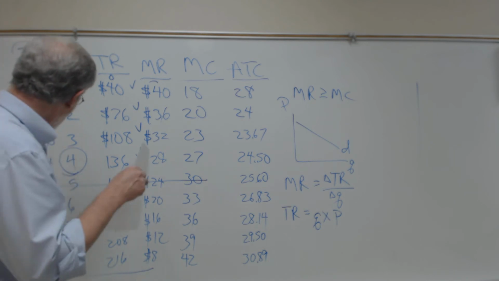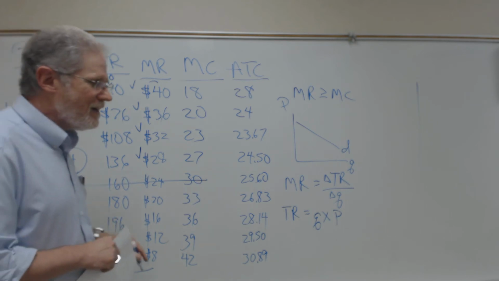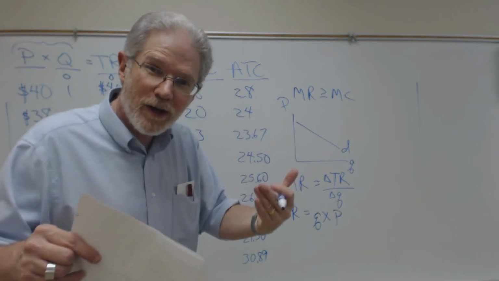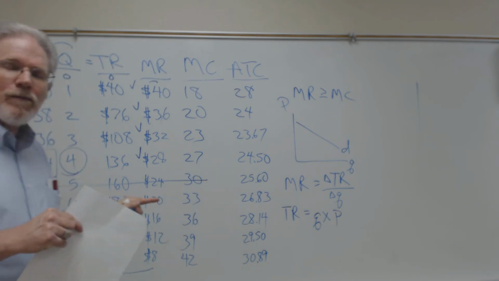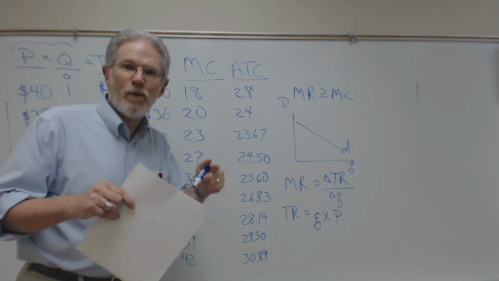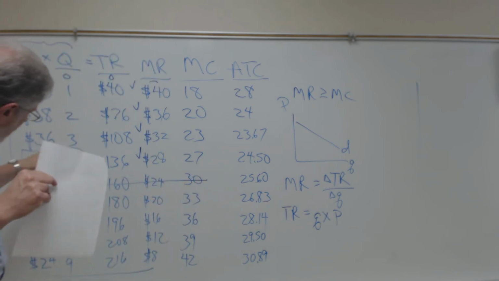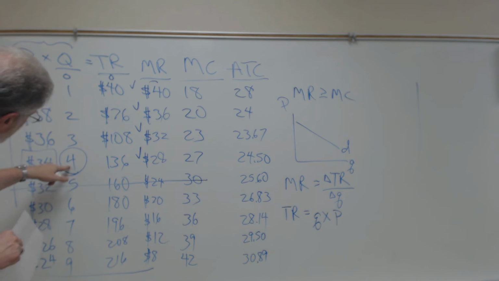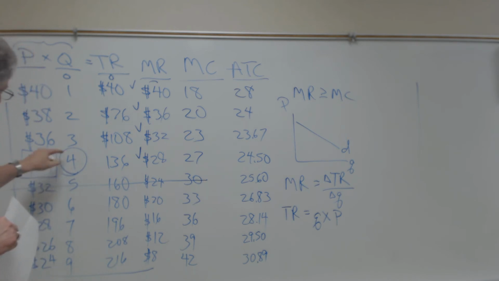Okay? Now, what price is he going to charge? Well, he's going to charge the price right next to 4. Okay? But thinking through it a little more carefully, he's going to charge the highest price that will allow him to sell 4 units, and the highest price he can charge and sell 4 units is 34. So he's going to choose to produce 4. He's going to charge a price of 34.